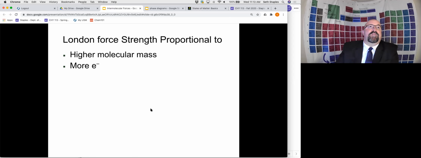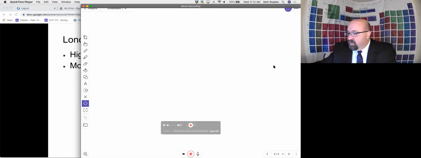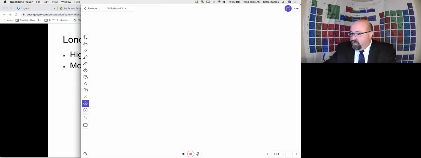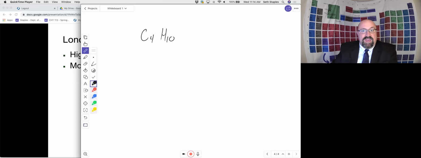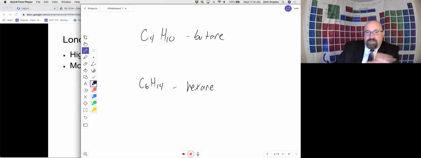And so let's just look at a couple examples here. Two different hydrocarbons. Let's say we have C4H10, butane, versus maybe C6H14. So we have butane here, hexane here. Don't worry about these names. Those of you that go into organic chemistry down the line, we'll see where these names are coming from. But we have two different hydrocarbons.